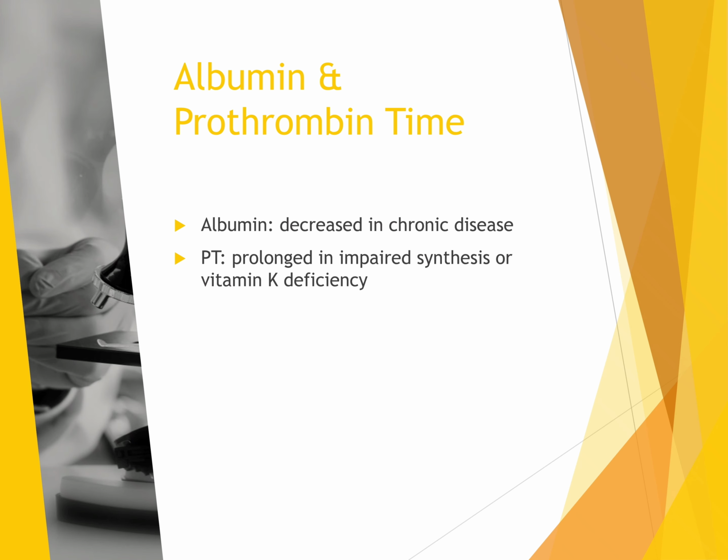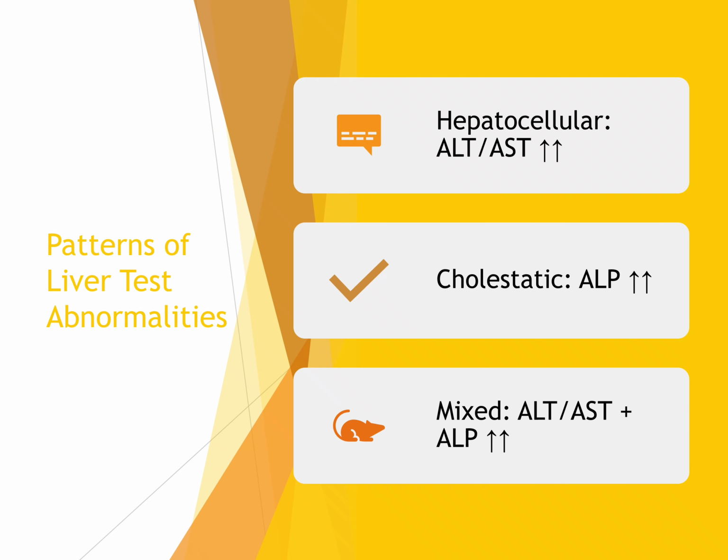These two markers show the liver's synthetic capacity. Albumin reflects long-term function, while PT responds quickly to acute declines, like in fulminant hepatitis. Recognizing the pattern is half the diagnosis. Each enzyme rise hints at the type of injury occurring in the liver.